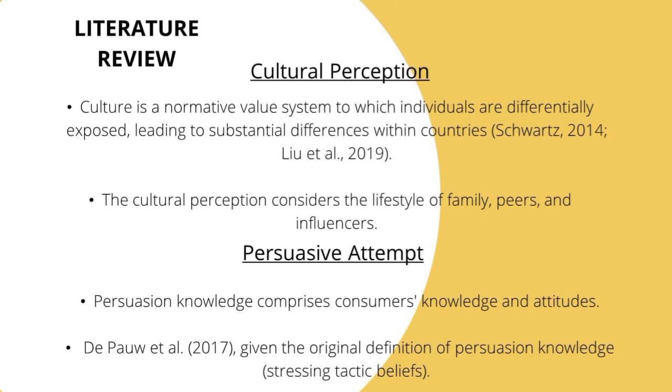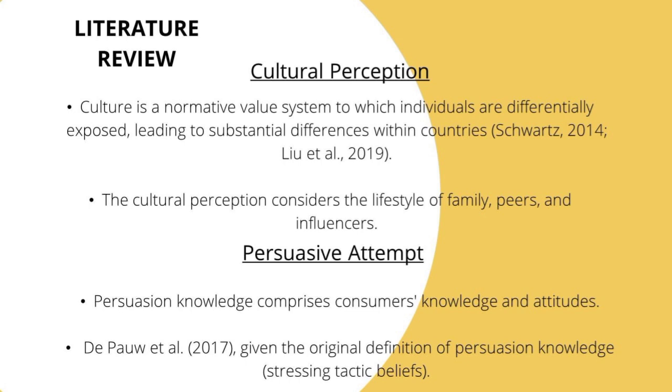Number 4, cultural perceptions. Culture lives together in individual surroundings and affects how a person lives. Thus, this research considers the lifestyle of family, peers, and influencers closer to adolescents. Therefore, these points will be the focus in this research. Last, number 5 is persuasive items.